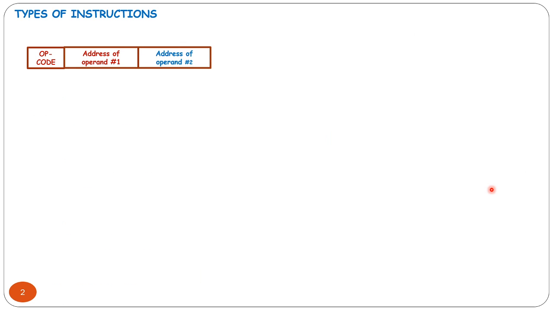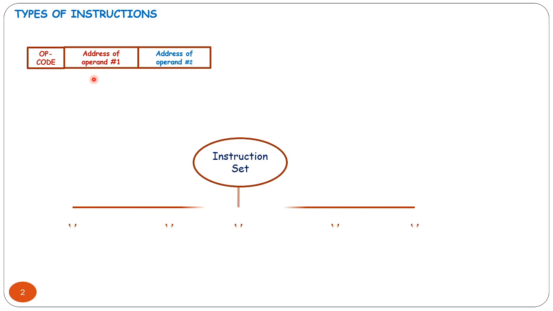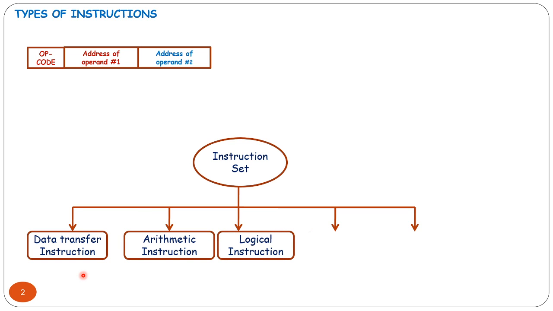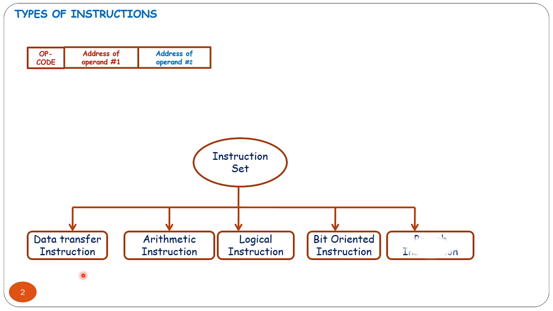Every instruction consists of three fields: operation code, address of operand 1 and address of operand 2. According to operands, these instructions are classified into 5 groups: data transfer instruction, arithmetic instruction, logical instruction, bit oriented instruction, and branch instruction. Today we are going to discuss the increment instruction. The operation is INC, increment, function: increment register.